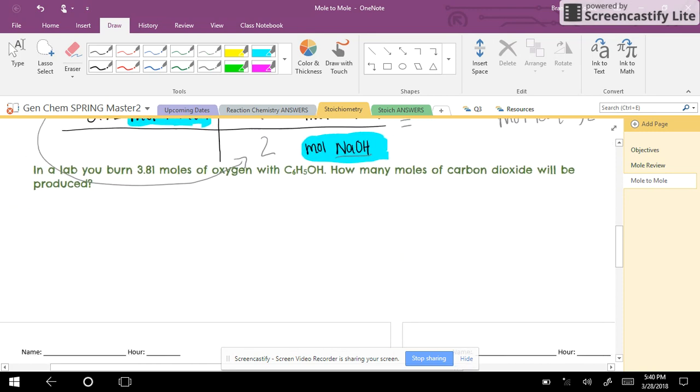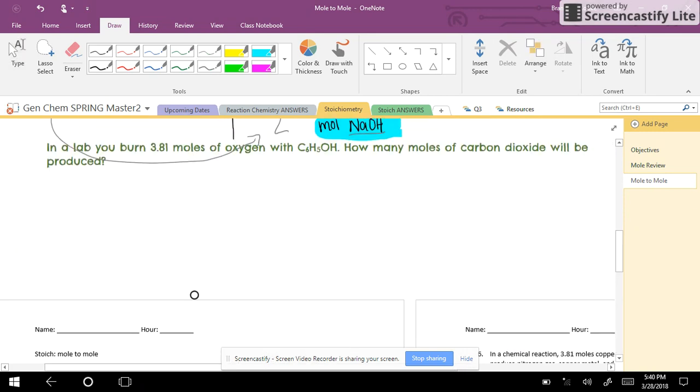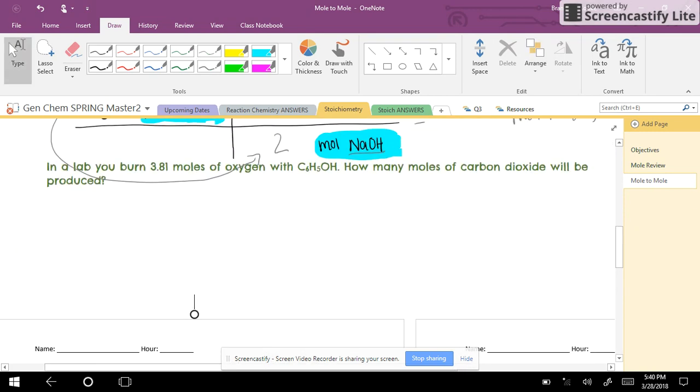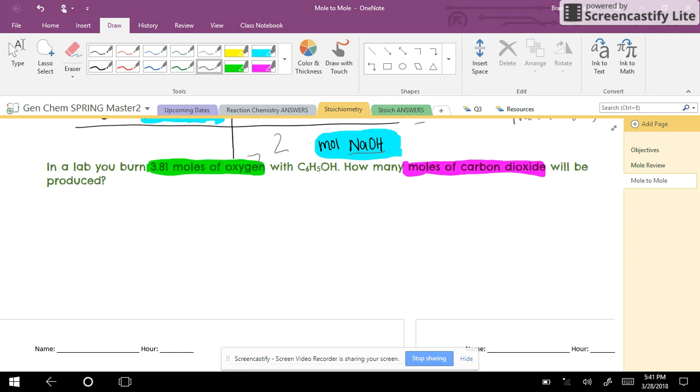Let's do one more question together just so you guys have an idea of what to do. Again, we are given 3.81 moles of oxygen, and the question wants moles of carbon dioxide. Anytime you're starting with something that's different than what's asked for, you know it's stoich, and you know you have to start with a balanced chemical equation.